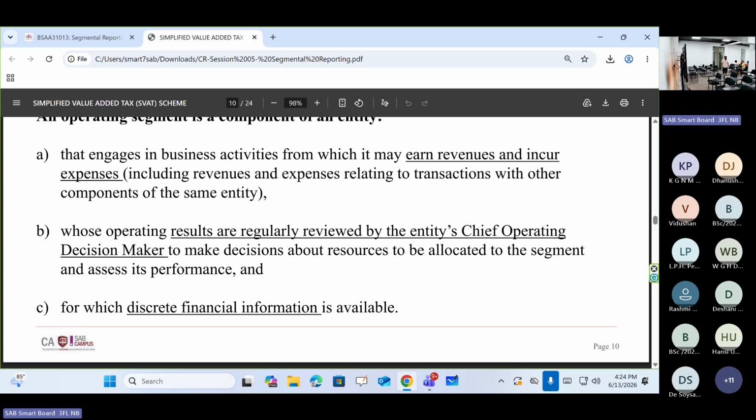You should have separate earnings, sources, and expenses. That information should be separately identified. What do you mean by this? Discrete financial information. Separately, you need to identify. Okay, I hope this is clear.